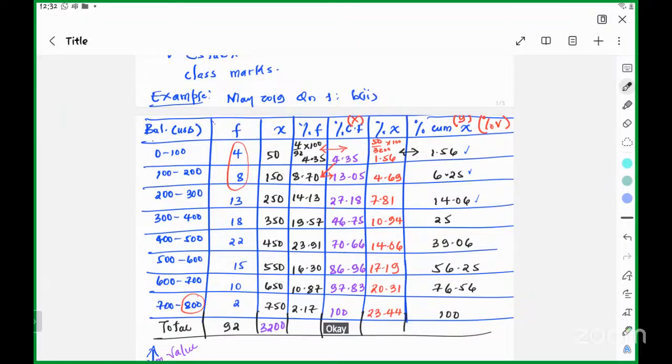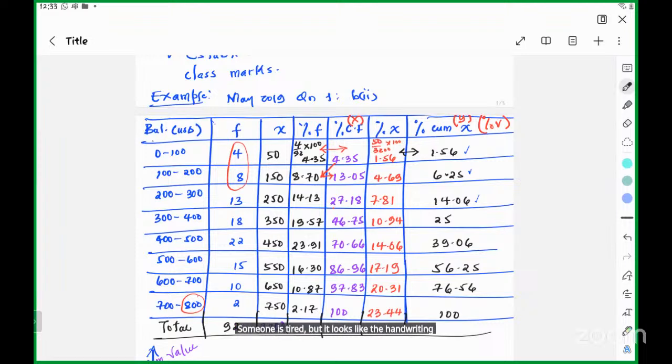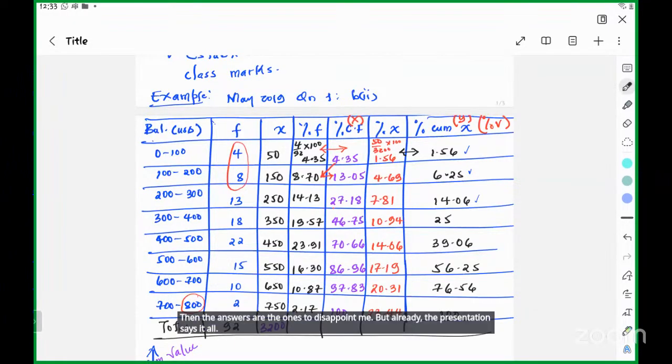Guys, when you're doing an exam, also try to create an impression. Some people think it's only the answers, but an impression interests the examiner in your paper. Someone is tired, and it looks like the handwriting is like that, then the answers are the ones to disappoint, maybe. But already the presentation says it all, that the guy is okay.